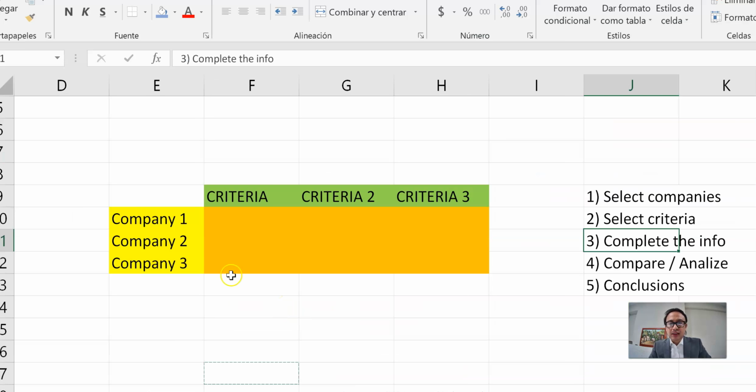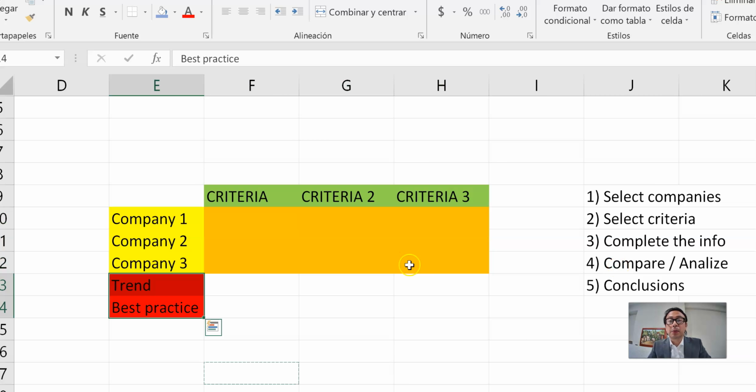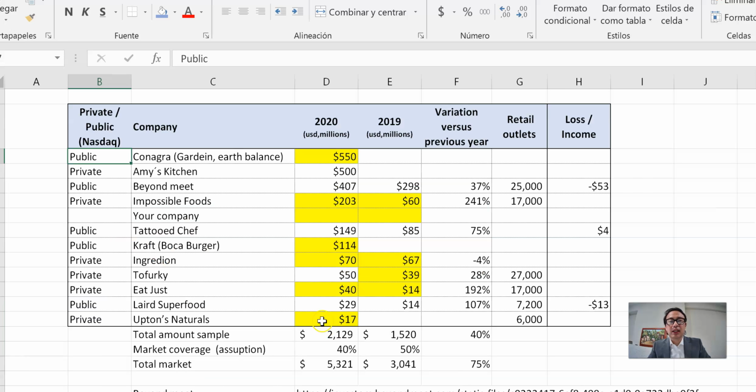Okay, so we already selected the companies and the criteria that we want to compare, and we are making an effort to complete the information with the website, reports, and even from our assumptions. Step number 4 is to compare and analyze the information. This is in order to get a bigger conclusion. Try to get the big picture.